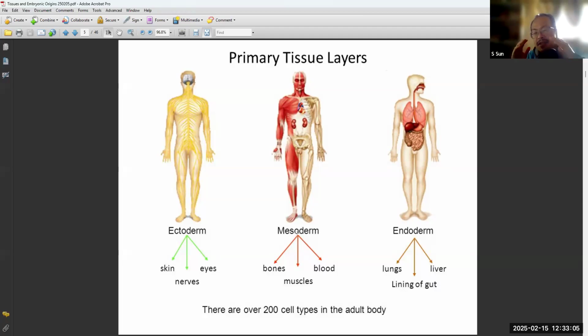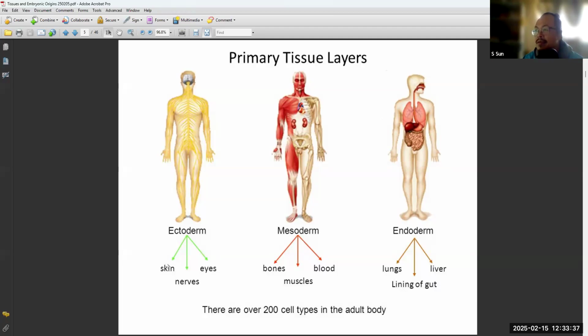And then endoderm is something further inside. So that will be your visceral organs. That includes your gut, digestive system, from your trachea, not trachea, sorry. Trachea is also part of this, but from your esophagus to your stomach to your intestine, liver, lungs, all these visceral organs are endoderm.